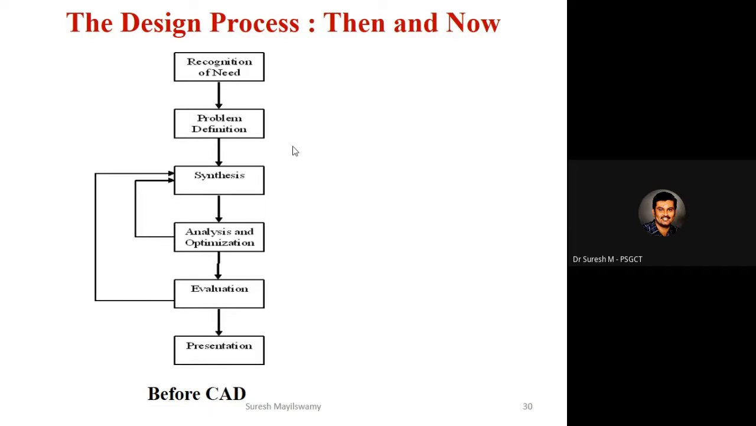So first one is the recognition of need. We have to collect the information from the customers. So that stage is called recognition of need. For what purpose we need to develop a product, who are the beneficiaries for this kind of product, what is the real need of this product? That kind of information we can collect from customers. After that, problem definition. Based on the expectation of the customer, we will write the statement. So that is called problem definition.